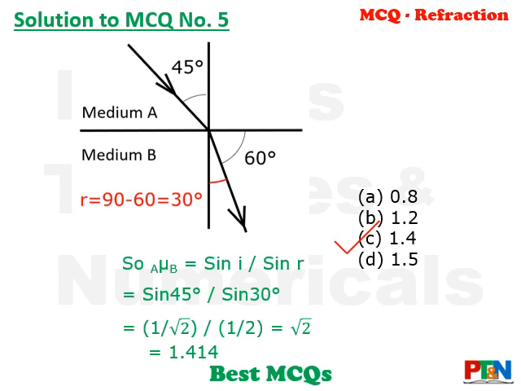Have a look at the solution. You need to find out the angle of incidence and angle of refraction. Angle of refraction has not been given directly, so you have to calculate it: 90 degree minus the given angle 60 degree, that is, angle of refraction is 30 degree. So A mu B is sin i by sin r. Do the calculation, you find it is root 2, that is 1.4 from the given options.